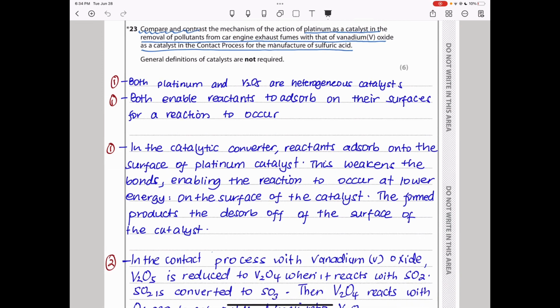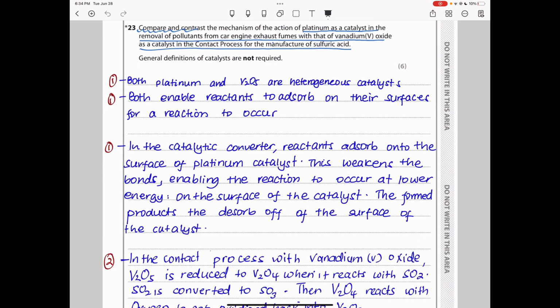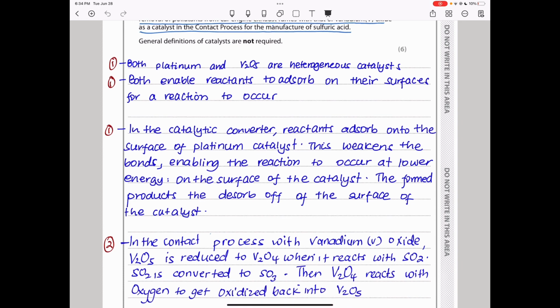The differences are, first, we talk about the platinum in the catalytic converter. In this case, the platinum will provide a surface onto which the reactants are going to adsorb, and when they do adsorb, a reaction will take place because adsorption of the reactants is going to cause their bonds to be weakened, and the reaction is going to occur at lower energy. When the reaction occurs on the surface of the catalyst, the products are going to be formed and they will desorb off the surface of the catalyst. So the mode of action is different.